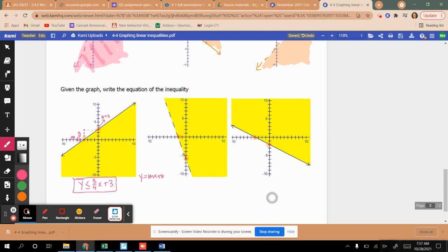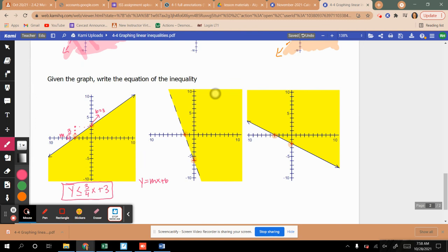Go ahead and do the same steps on these other two, finding your m and your b, and then making your equation with your inequality sign. Pause the video here and come back to check your answers. All right, you should have already done these two. This is just you checking your answers.